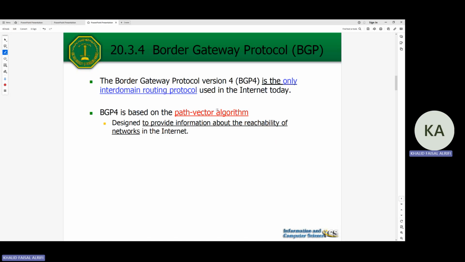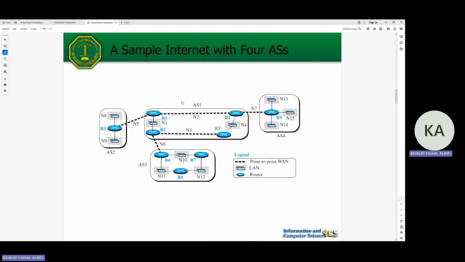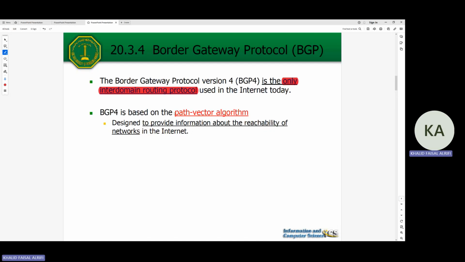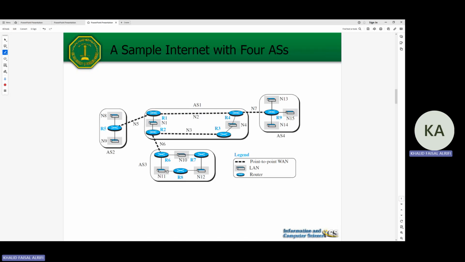Now with the Border Gateway Protocol, BGP. It's the only inter-domain routing protocol, which means it's external, so it can communicate between different subsystems. What they were called, I don't know. Consider it as a different network, or just a subsystem. I guess they would call it subsystem. I forget the name. BGP is based on the path vector, as we said before. It is designed to provide information about reachability of the network and the internet. And here is an example for it.